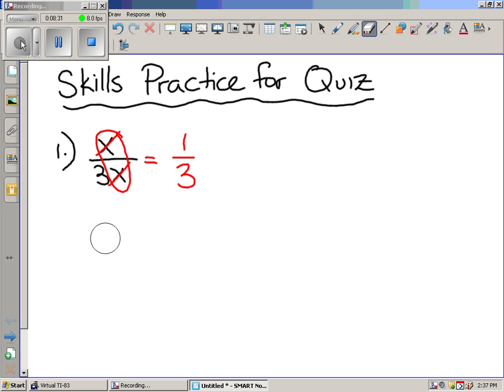Great question. The question was asked, where does the 1 come from when the x is canceled? When you reduce things like this, really they become 1s. And so it's like 3 times 1 is 3, and you're only left with a 1 on top.